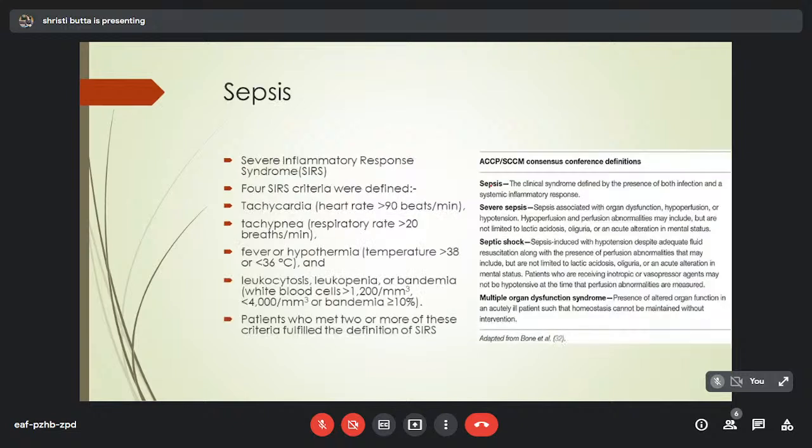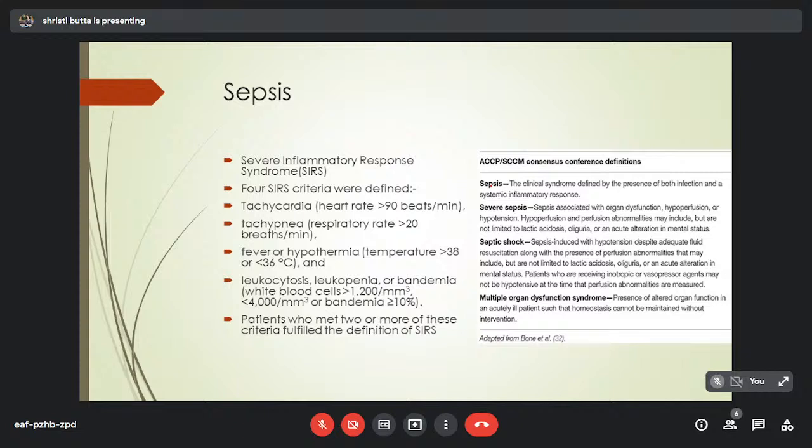Now coming to sepsis. Now that is extremely important, right? We have systemic inflammatory response syndrome, and this is a criteria. There are 4 things that we need to keep in mind. One is tachycardia with a heart rate of more than 90 beats per minute, a tachypnea with a respiratory rate of more than 20 breaths per minute, a fever or hypothermia, a leukocytosis, leukopenia or a bandemia with more than 10% bands. Okay, and patients who meet 2 or more of these criteria usually have SIRS.